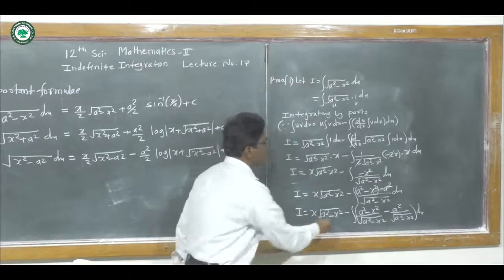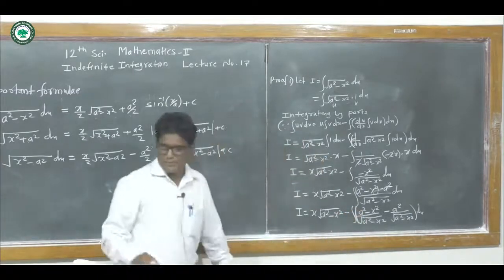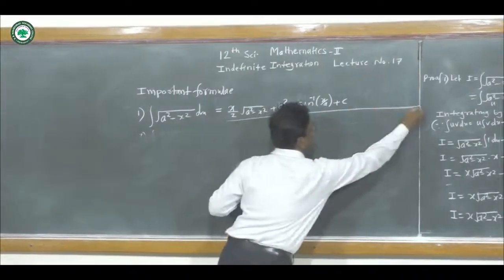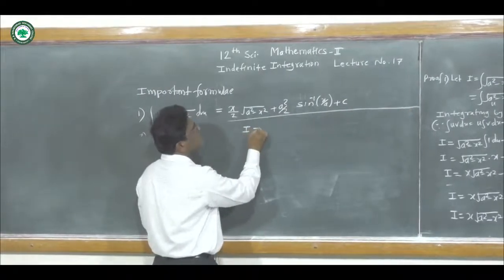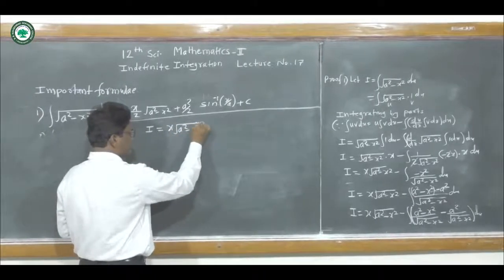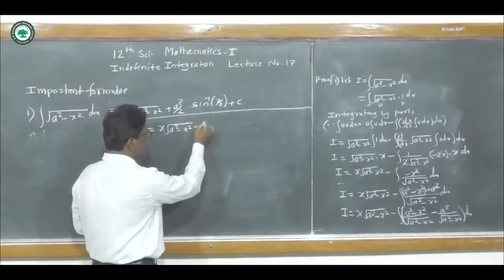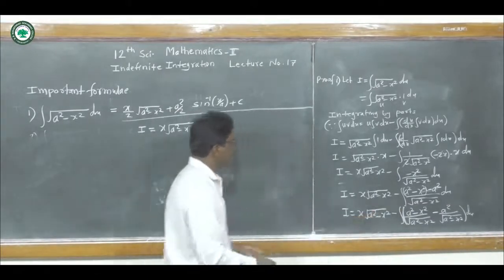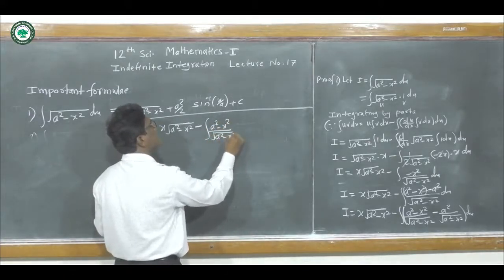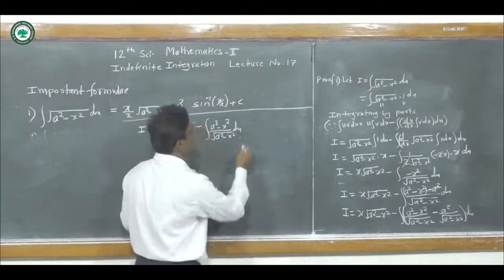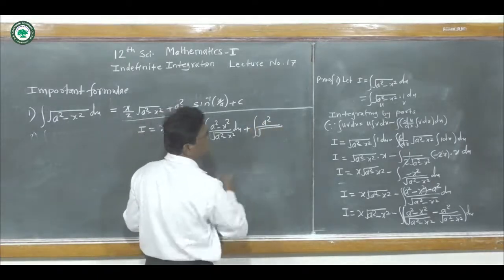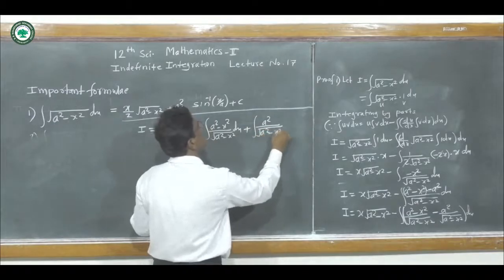And now we integrate separately. And therefore this required integral I becomes I is equal to x into root of a square minus x square minus integration of this numerator, that is a square minus x square upon root of a square minus x square dx, and then minus plus a square upon root of a square minus x square dx.